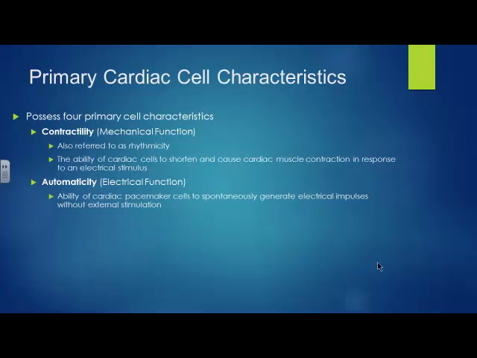Now, this is okay in the event that you need a cardiac cell, or you need a new area to take over pacing, right? If the SA node goes out, then the AV node will start pacing. But one of the issues with automaticity is excitability, right? Excitability is the ability of the cardiac cell to respond to an electrical stimulus.